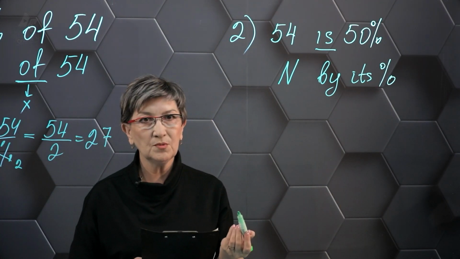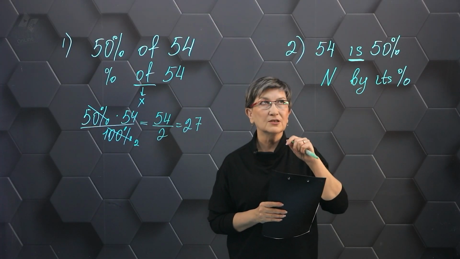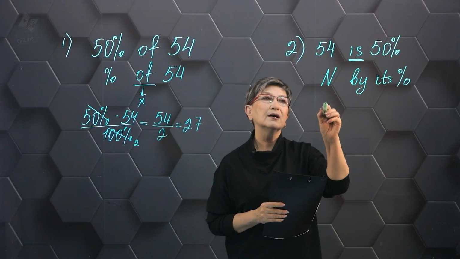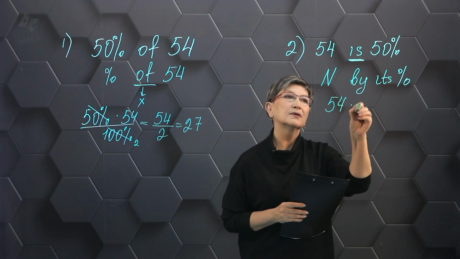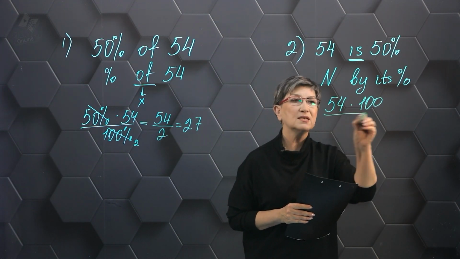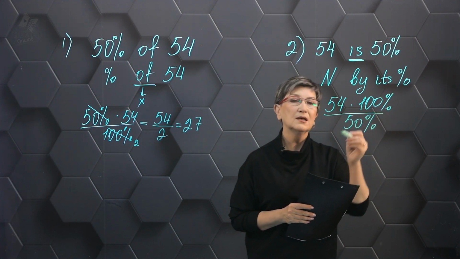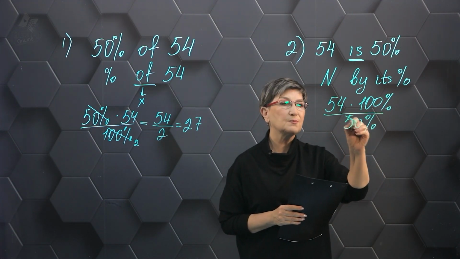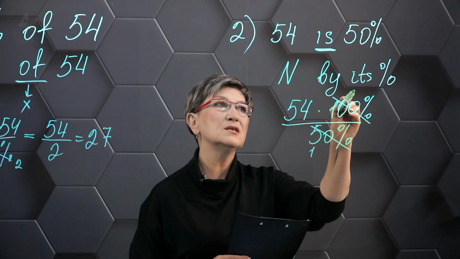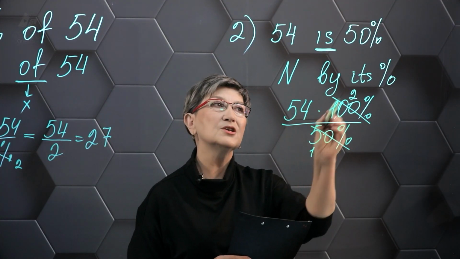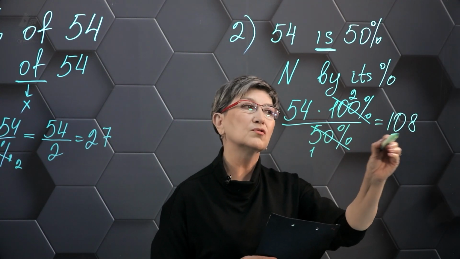In this case, what do we do? We're remembering what I am supposed to do in this case. I have to multiply 54 by 100 and divide by 50. I write down the percentages, and what do I get? 50 and 100 are reduced. Here I have 1 and here I have 2. And I multiply 54 by 2. That would be 108.